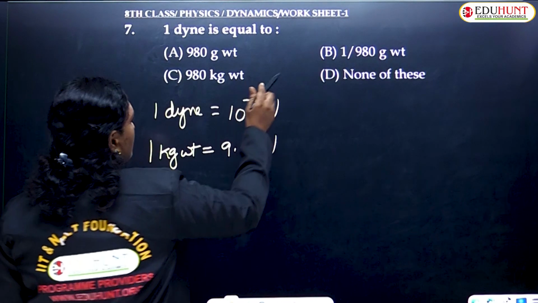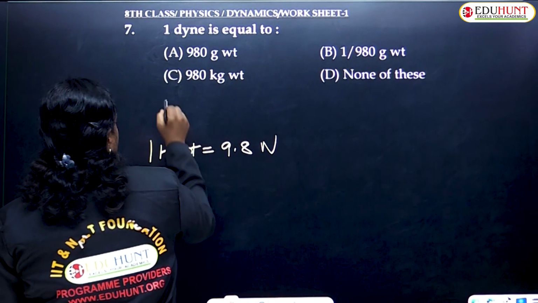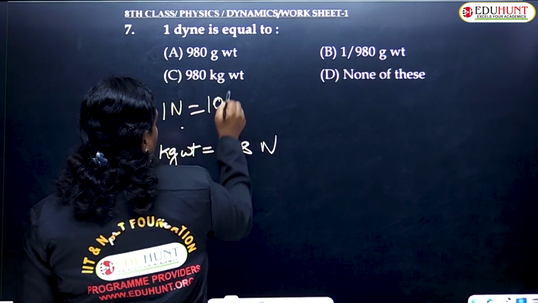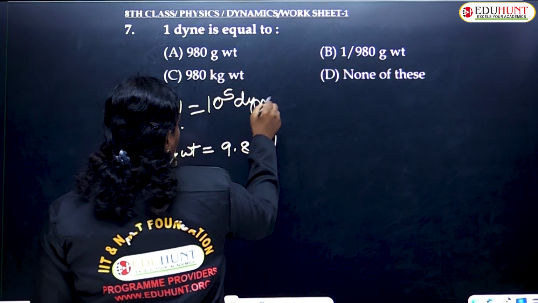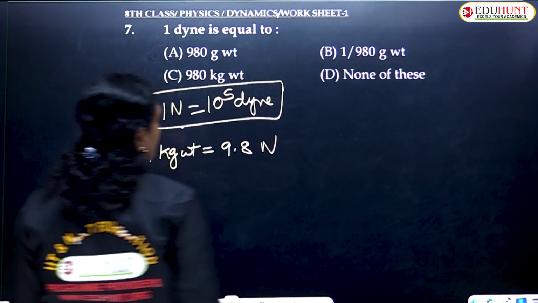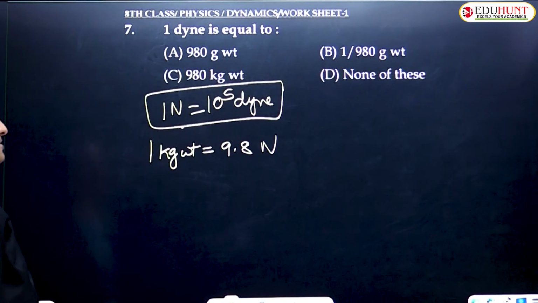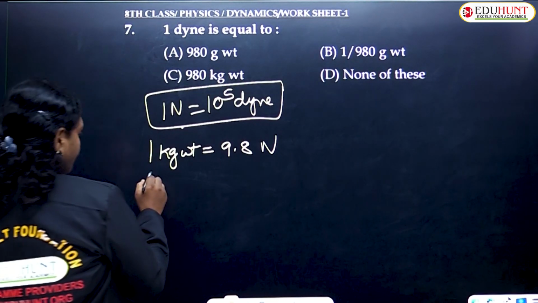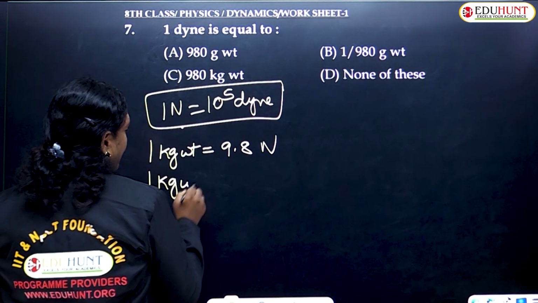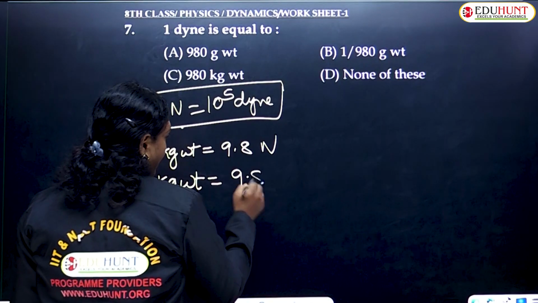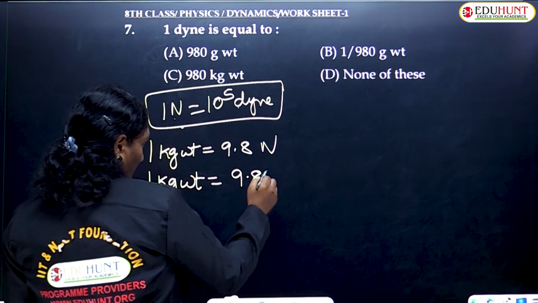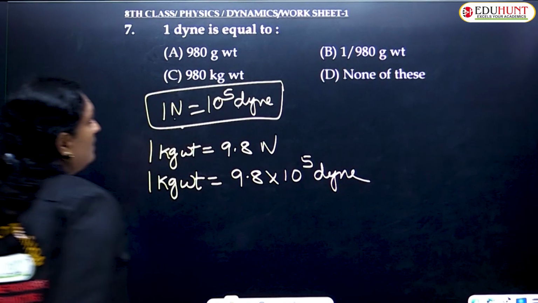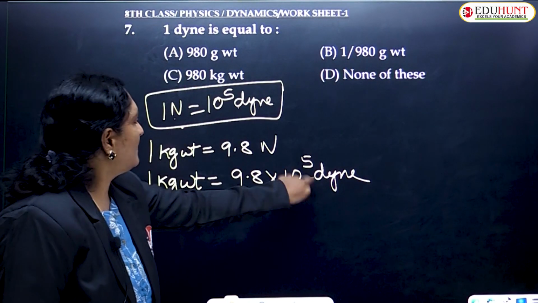So, let us write the same thing. 1 Newton is equal to 10 power 5 dynes. This is what I have already told you. So, instead of 1 Newton, I can replace it with 10 power 5 dynes. 1 kg weight equals 9.8 Newton, so 1 kg weight can be written as 9.8 into, instead of Newton, 10 power 5 dyne. Very good. What you were asked in terms of dynes, you got the answer.